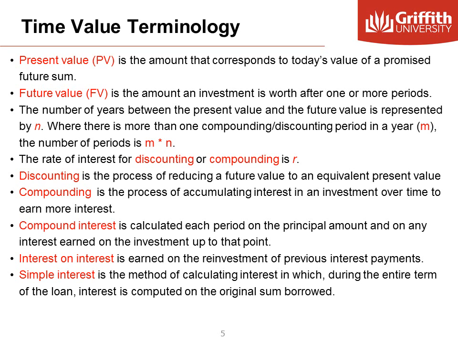R is the interest rate, also known as the discount or compound rate. Discounting is the process of reducing a future value to present, while compounding is the process of accumulating interest in an investment over time.